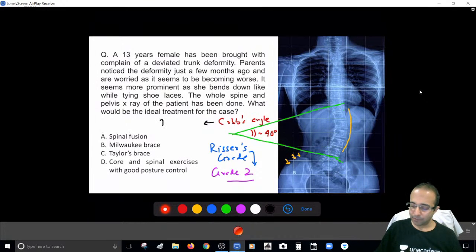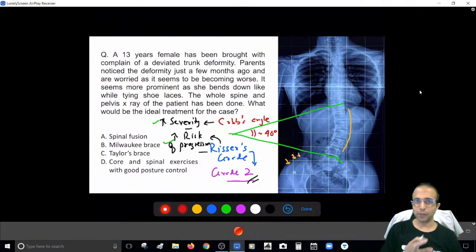Cobb's angle is high means there is good amount of severity in the disease, and Risser's grade is low, so that means there is a good amount of risk of progression. So both things not favorable. So guys, I don't think I now need to tell you that if I would be the treating surgeon, 13 years female, she might grow till 18 or 19 years. Some good amount of growth is pending. That Risser's grade is just grade 2, and then that severity is also not very good. It's a little towards the higher side. So now my preference would go on to a spinal fusion surgery.